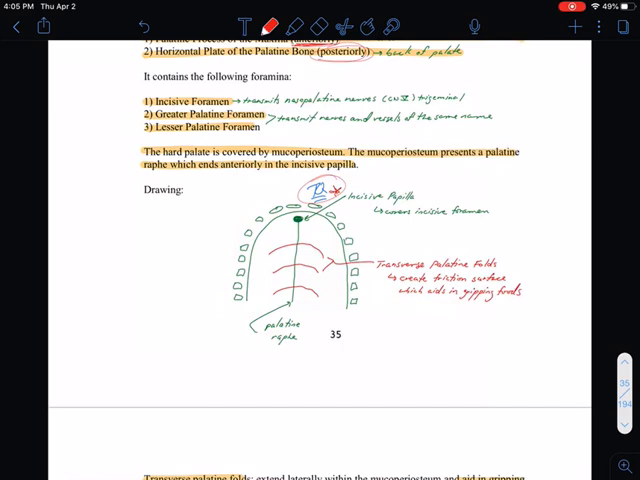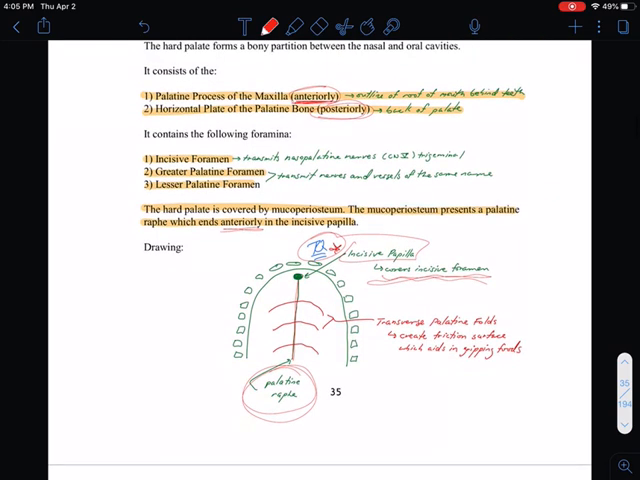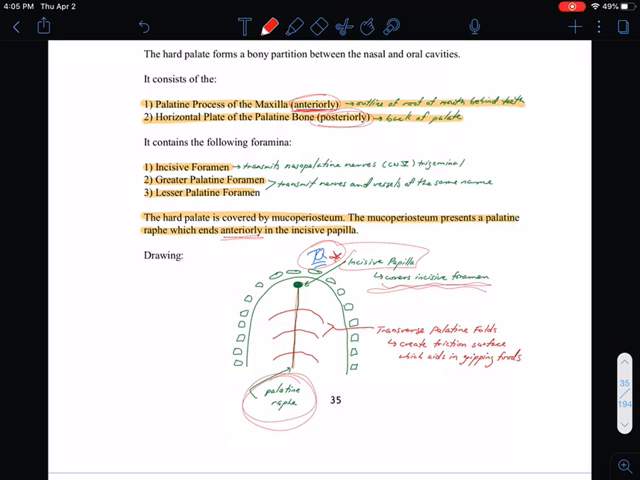The mucoperiosteum presents a palatine raphe, which is seen here, just that line that goes down the top of that hard palate. It ends anteriorly at the incisive papilla, and that incisive papilla literally is there just to cover the incisive foramen. So it's a little small factoid, but it does tend to pop up. The incisive foramen transmits the nasopalatine nerves. Those guys are associated with cranial nerve 5. And the incisive papilla is what covers the incisive foramen. Again, very straight up, but we've seen it as a test question.